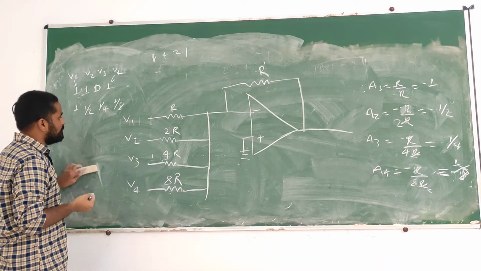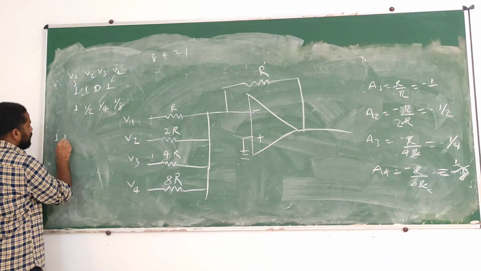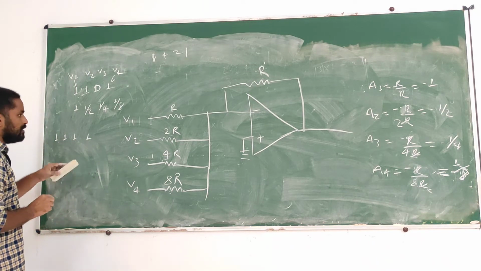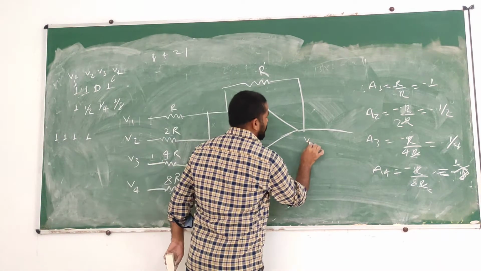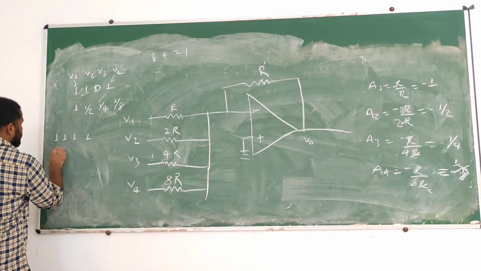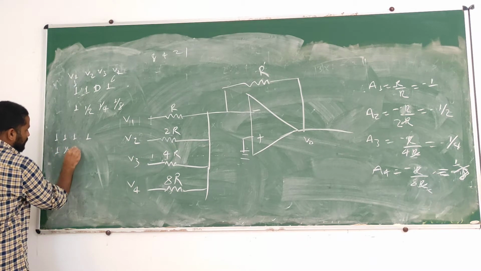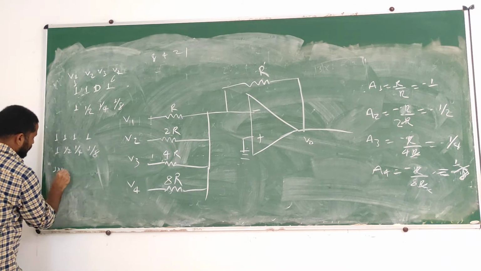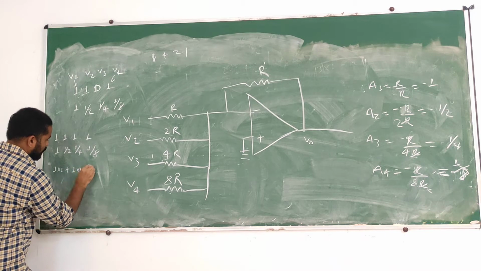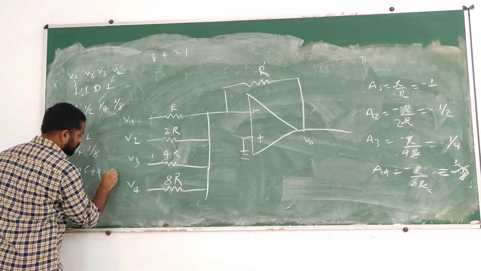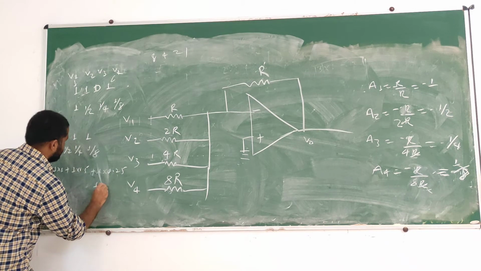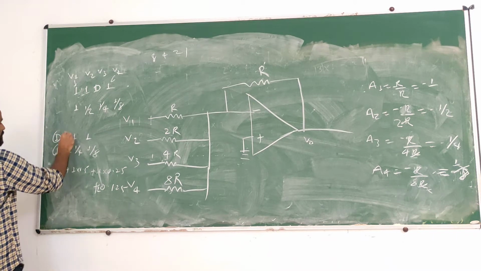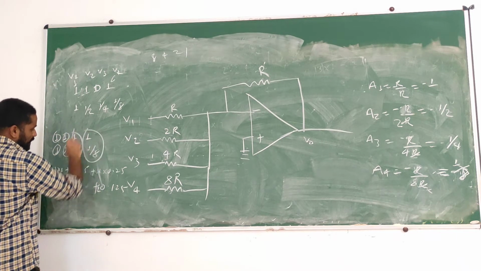Means if you are keeping the digital value 1 1 1 1, then what is the output you are going to get? Corresponding to this one the gain is 1, corresponding to this one the gain is 1 by 2, then 1 by 4 and 1 by 8. Then 1 into 1 plus 1 into 0.5 plus 1 into 0.25 and 0.125, because each input is multiplied by its gain, and we are going to sum it.